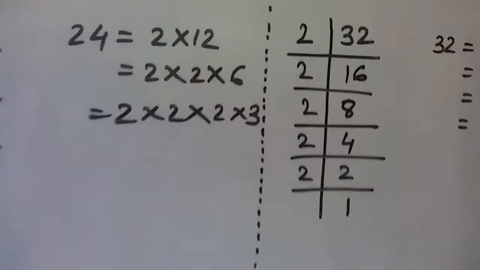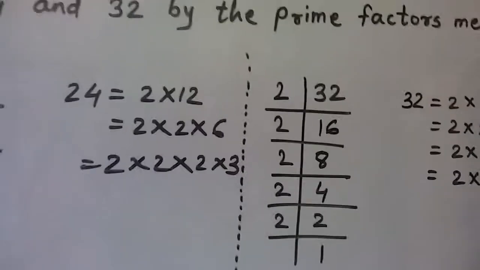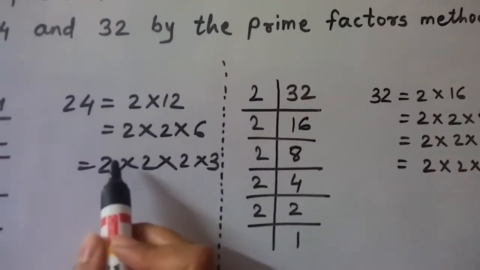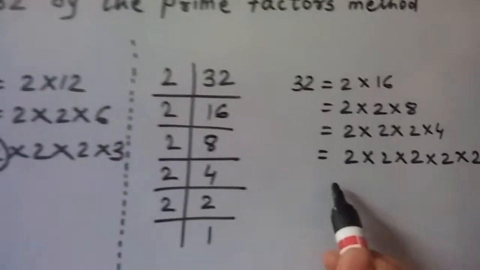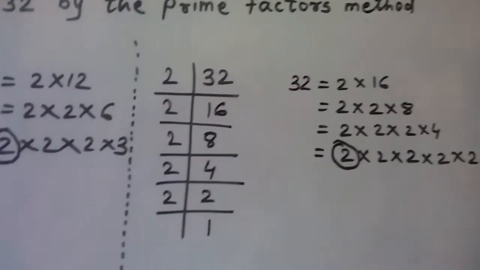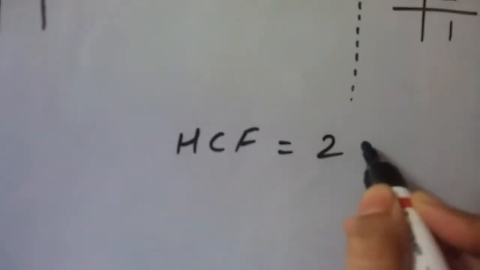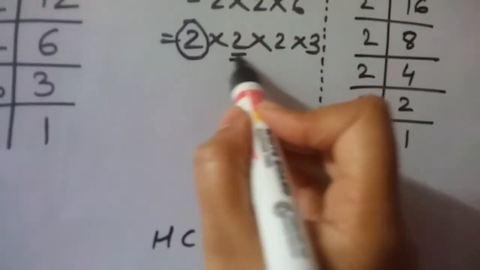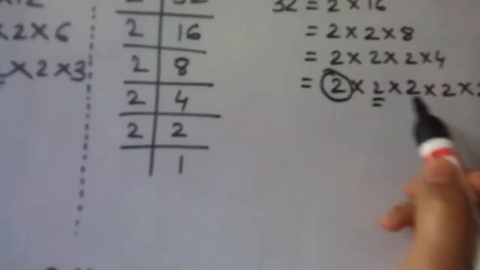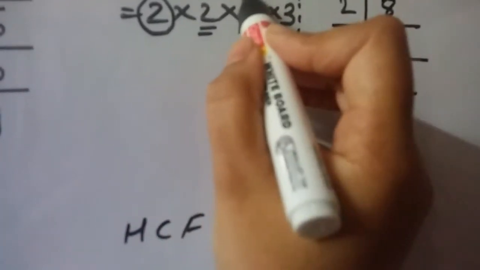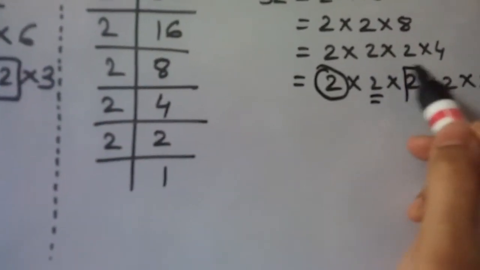Now you can find the common factors between 24 and 32. Now see, this 2, this 2, again this 2, this 2, again this 2 and this 2.